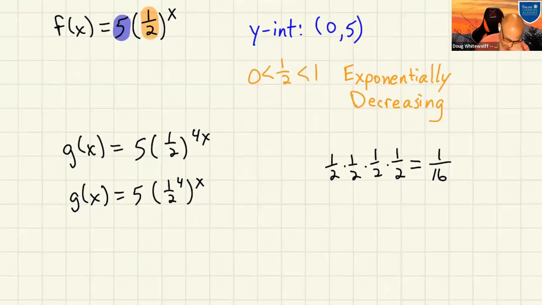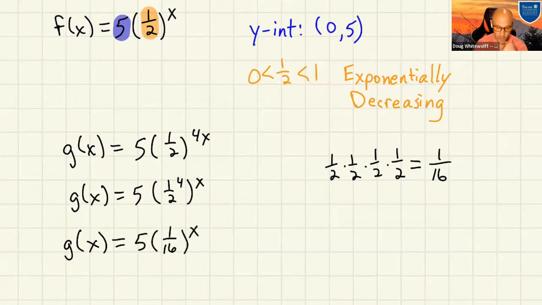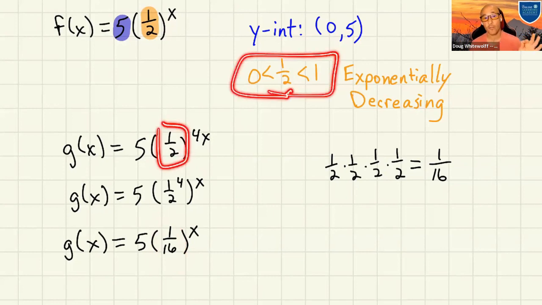So what we can actually do is then rewrite this equation. Y equals 5 to the 1 over 16 to the x power. Is that bigger or smaller than 1/2? Smaller. Yeah. So whenever we multiply a fraction that is between 0 and 1 by itself, it gets smaller.